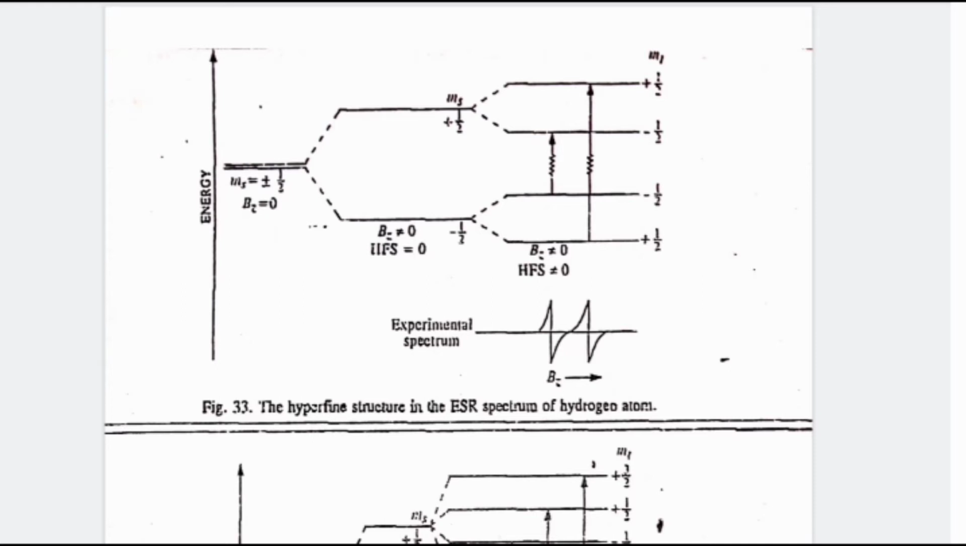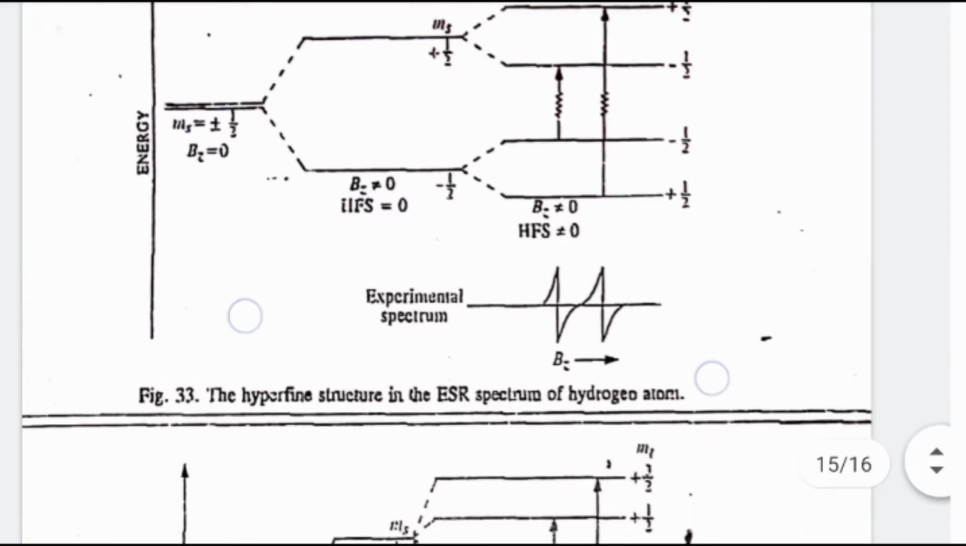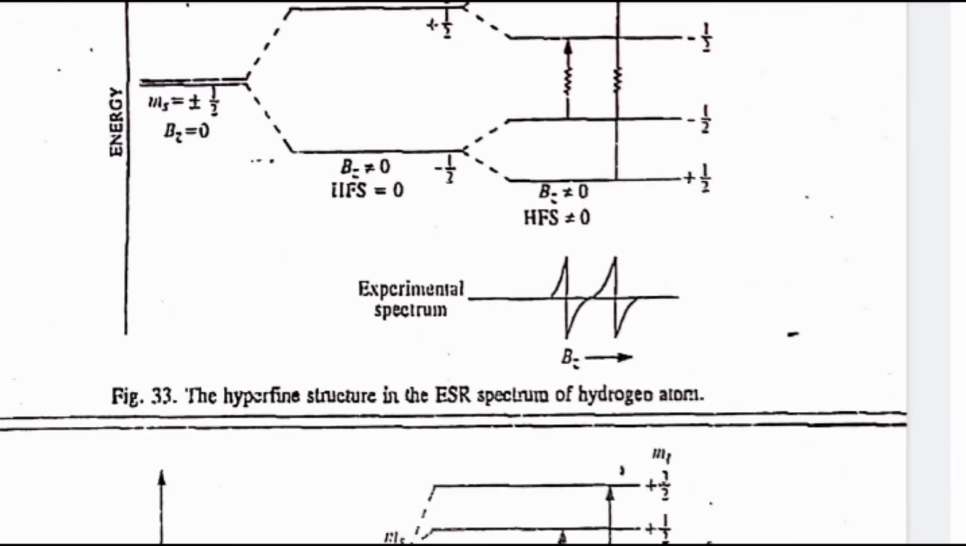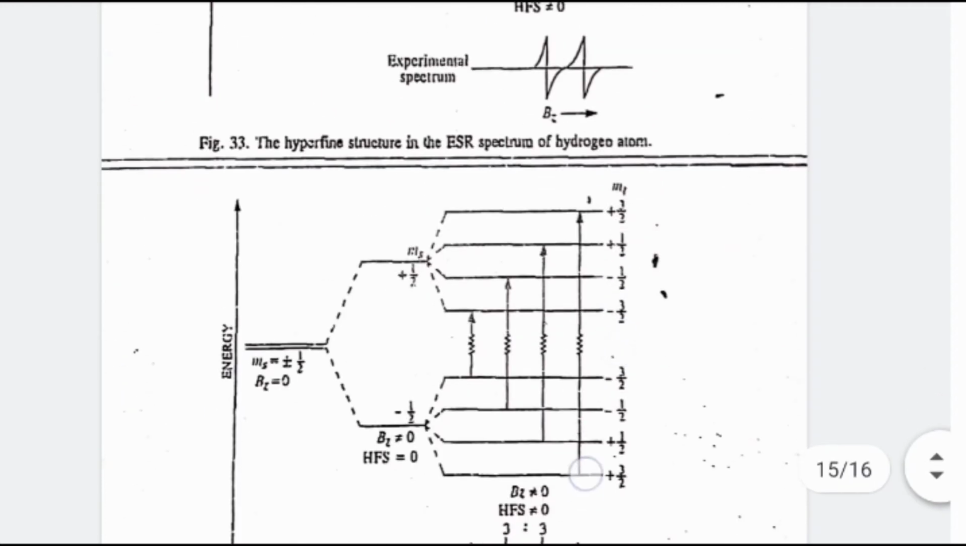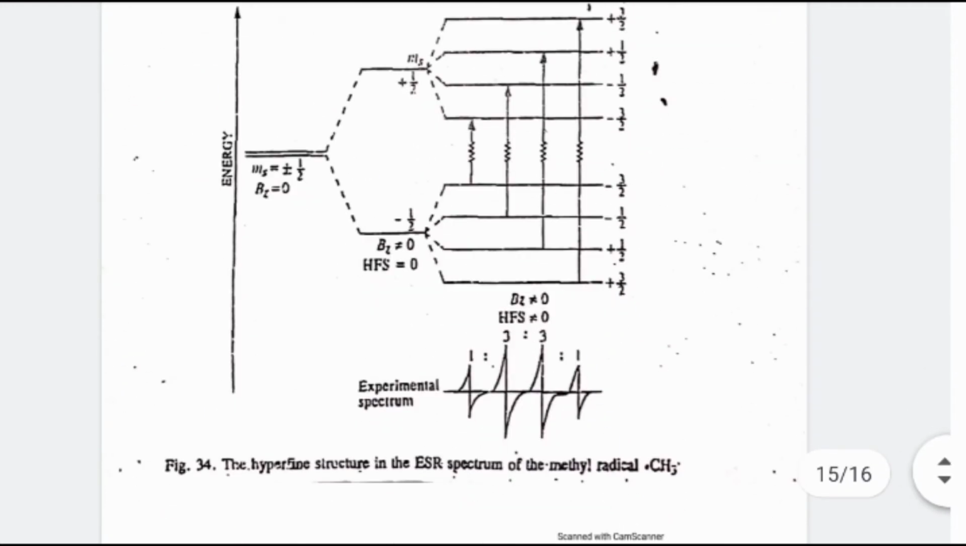Here you can see the intensities of the lines are in the ratio of 1:1. All of these things can be explained by using the Pascalian triangle. For two lines we get the intensity ratio in the 1:1 manner. Next, in the case of the methyl radical we get four lines, which we can again explain based upon the Pascalian triangle, and the intensities of those four lines will be in the ratio of 1:3:3:1.